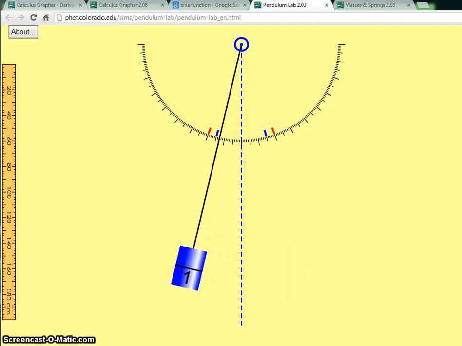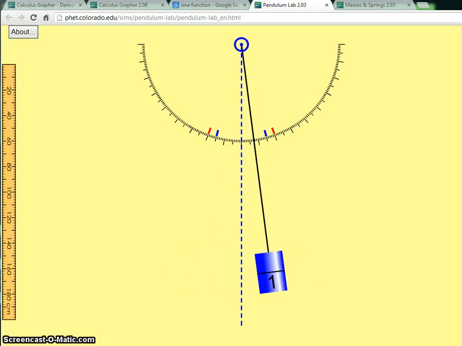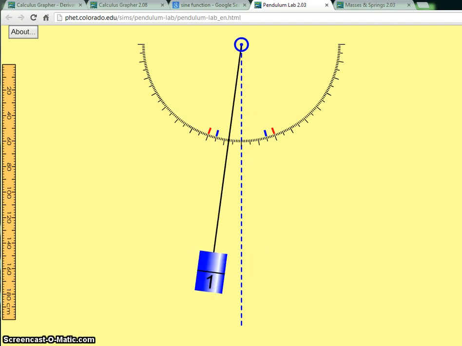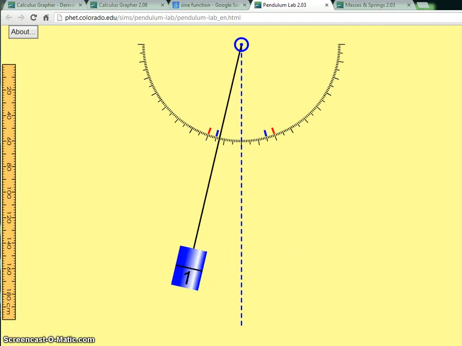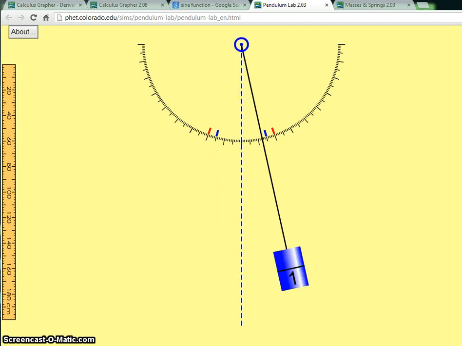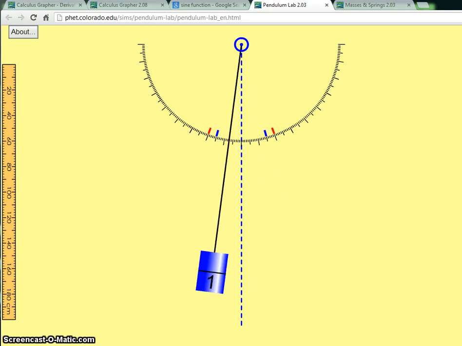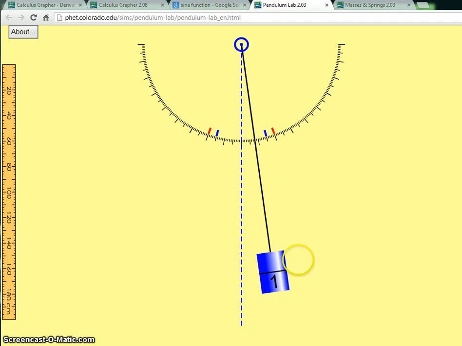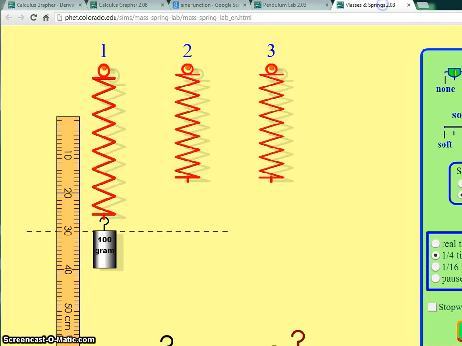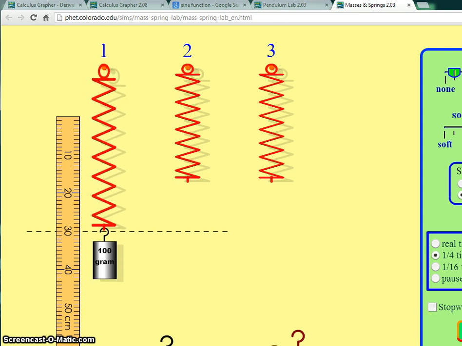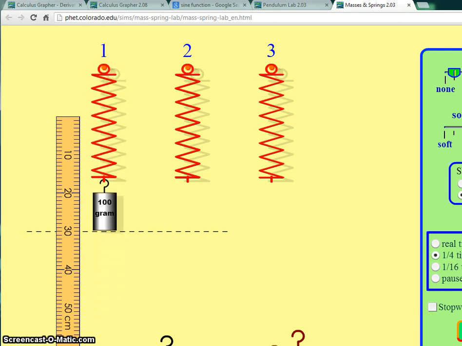Hello AP students, we are going to enter the exciting world of oscillations and simple harmonic motion. Basically studying the behavior and math behind things that repeat their motion over and over again. For example, a pendulum swinging back and forth, as we are seeing here, or a mass on a spring that we pull down and then release.